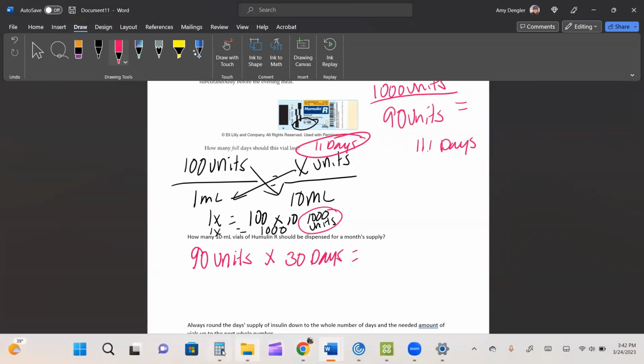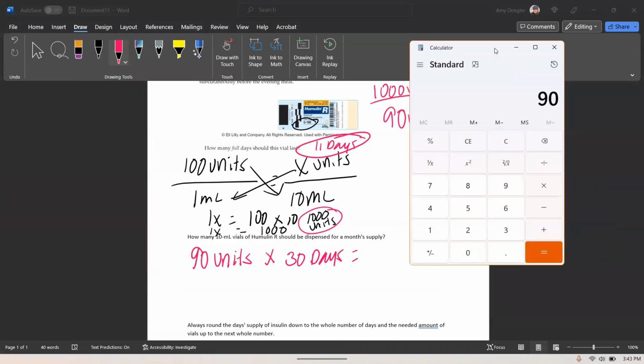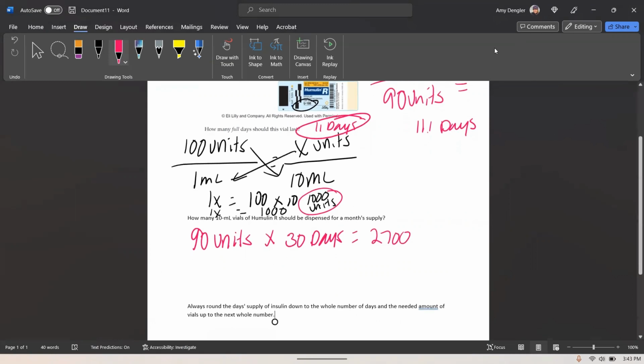Now, if we multiply that together, 90 times 30, we're going to get 2,700. So they need 2,700 units for the whole month. So we couldn't just give them 2 vials, which would be 2,000 units, as every vial has 1,000. We would have to give them 3 vials.